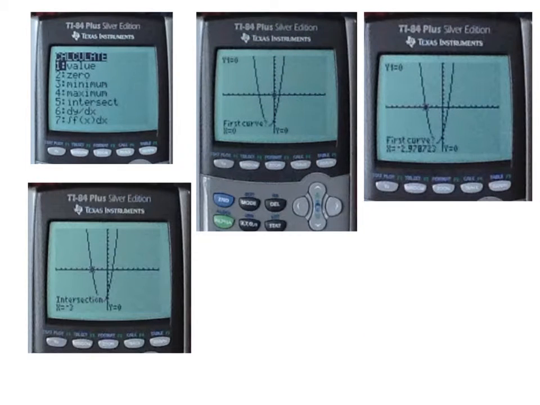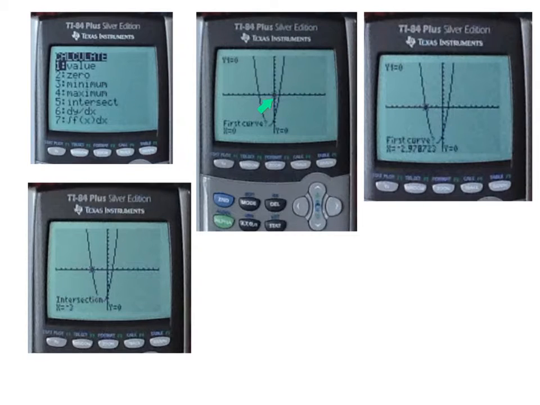So to find the zeros, I'm going to use the calc function of the calculator. If you look right here above the trace key, you'll see written in blue the word calc. To access the blue, I'm going to press the second button and then the trace key, and that brings up my calculator menu. What I want it to do is to find the intersection. So I'm going to press second trace 5. And that brings up the intersection.